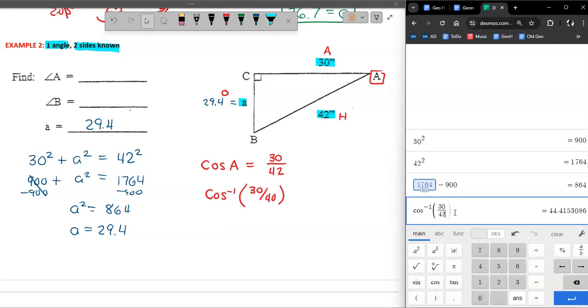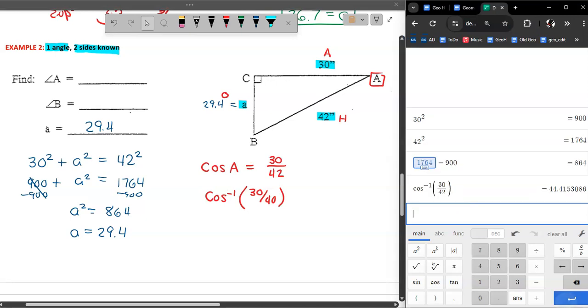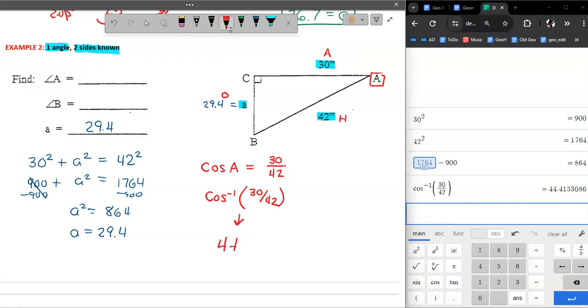And I just noticed it should be 42, not 40 on my work over there. But on my calculator, there we go. Let me change that, make that a 42. And so using the inverse ratio, we get 44.4 degrees. Nearest tenth is more than good enough in this situation, so 44.4 degrees.